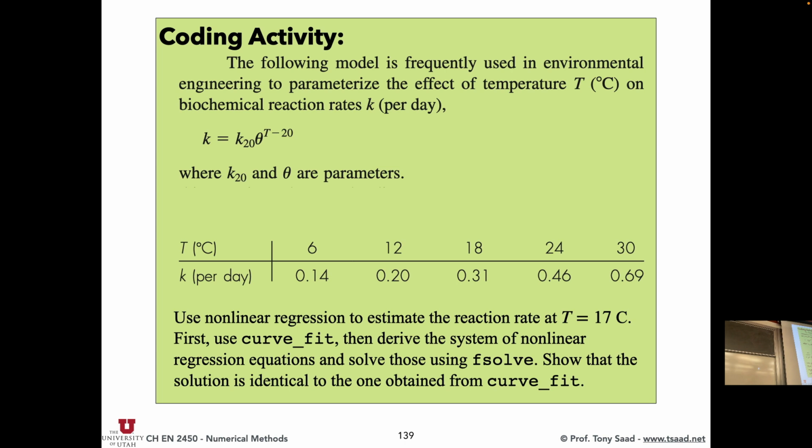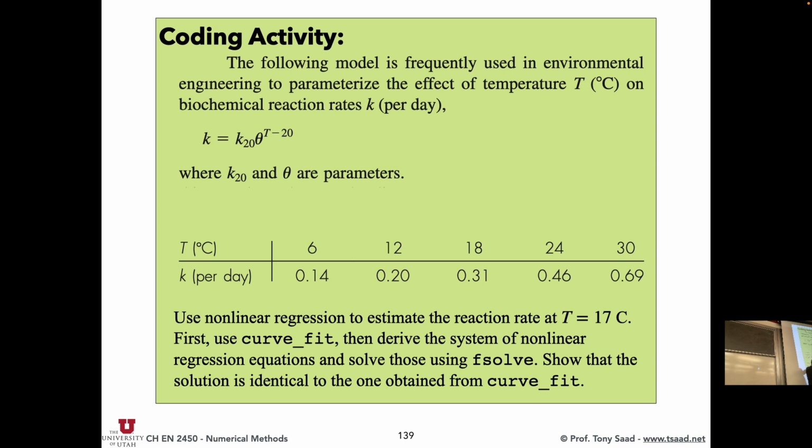The following model is frequently used in environmental engineering to parameterize the effect of temperature, T in Celsius, on biochemical reaction rates, K, which are given like a rate per day, okay? So that model, K, is given as K20 times theta to the power T minus 20, all right? K20 and theta are the parameters in this case, all right? So this is a nonlinear regression model. So you're given T and K data, okay, and you are to find K20 and theta. So this is the T and K data, all right?